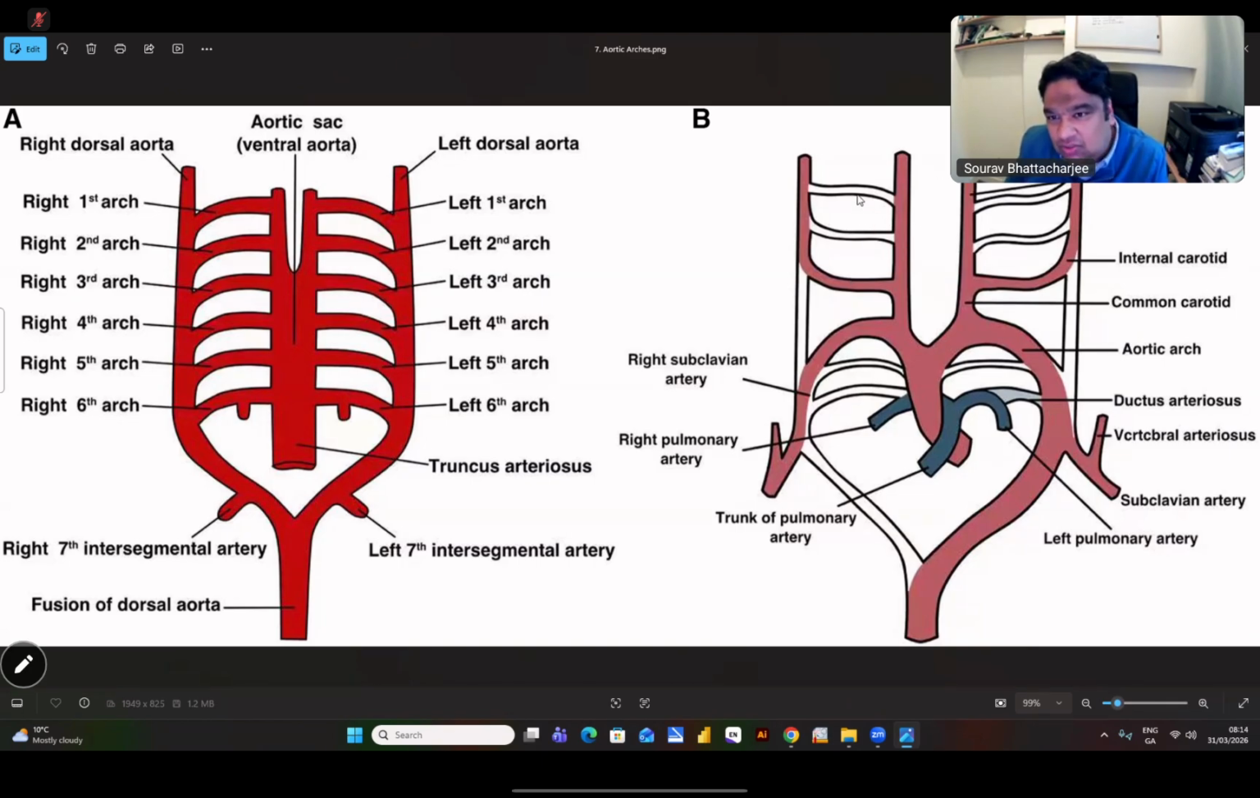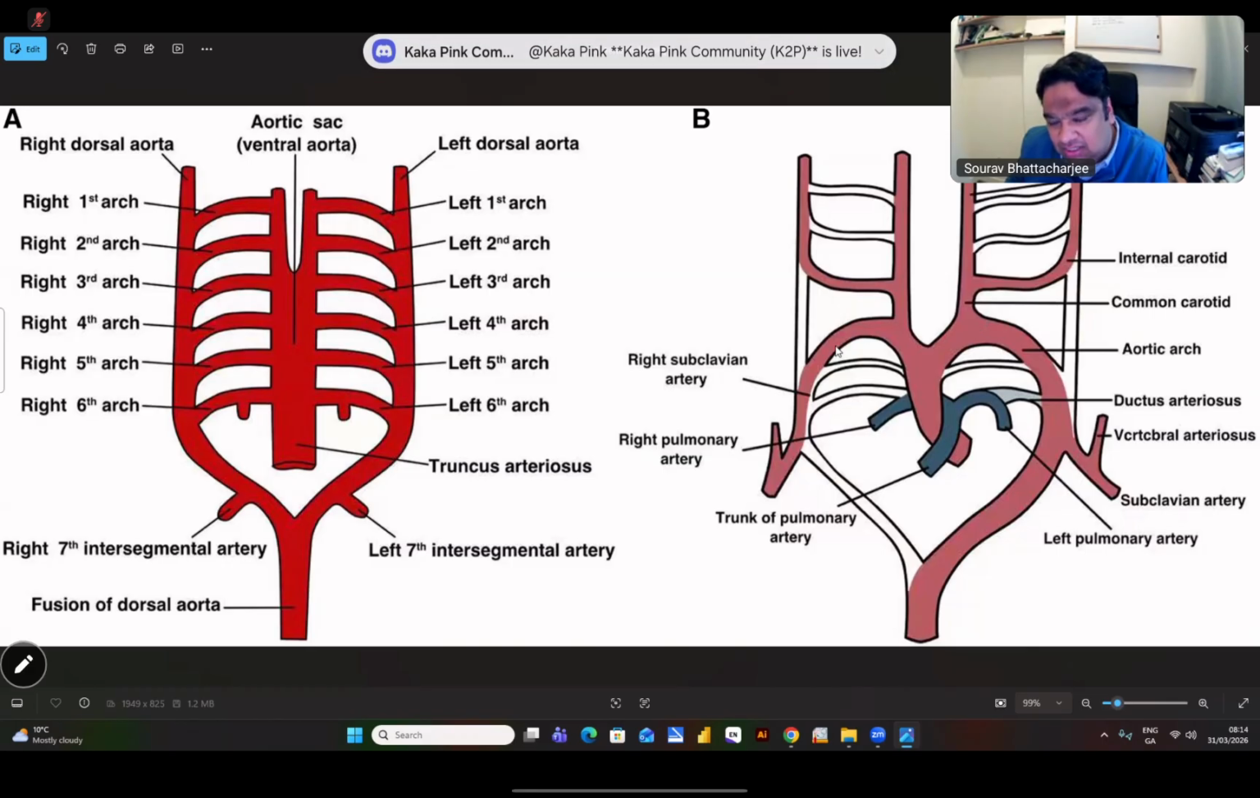Now, so this was number one. It digresses. Number two digresses. Number three on each side forms the internal carotid. And this budding that comes out, that forms the external carotid. Now let's look at what happens here. So what happens here is number four, that is the fourth arch on each side.